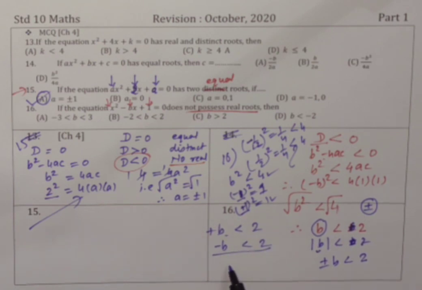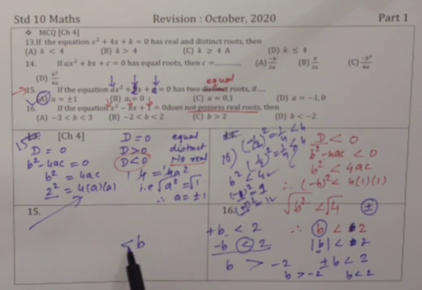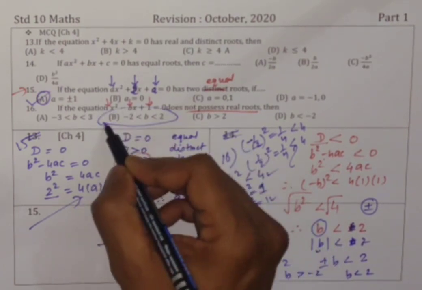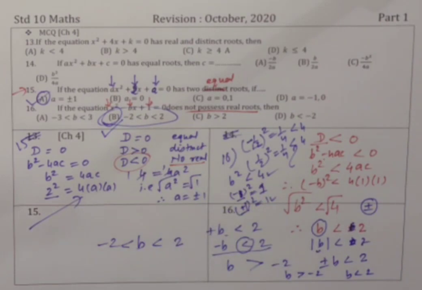So here, multiplying by minus 1 on both sides, it becomes plus b and this becomes minus 2, and the inequality changes from less to greater. So b is greater than minus 2 and b is less than 2. Put b in the center: greater than minus 2, and b is less than 2. So here is the answer. B is the answer. Is that clear to you, children? Good. Now moving on to the 17th one.